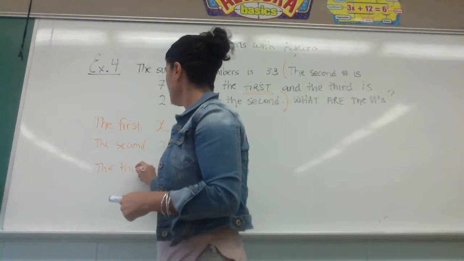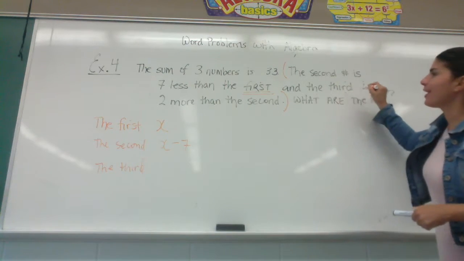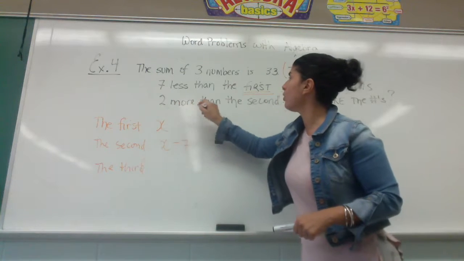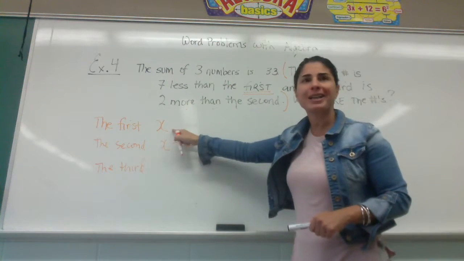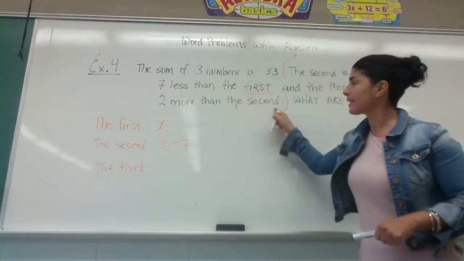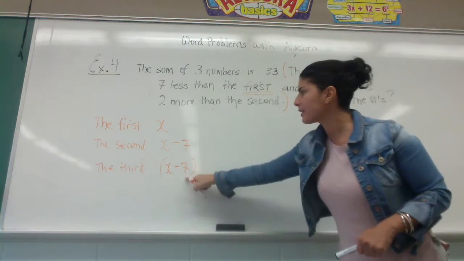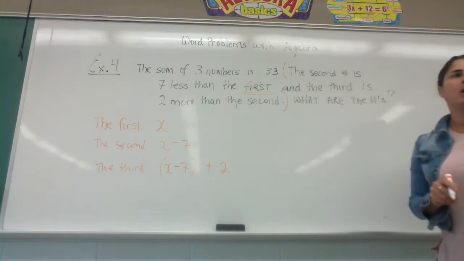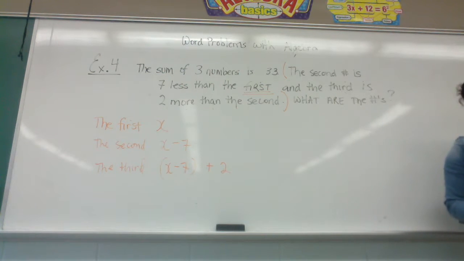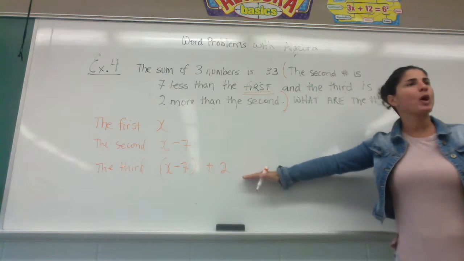this is cool, because what does the third say? The third says the third is 2 more than the second. Not 2 more than the first. It's not x plus 2, but 2 more than the second. And well, the second is x minus 7. Do you agree? That's the second. And it's 2 more than that. Boom! All of a sudden, it got much harder, much faster. But look how nice and neat we are. That's 1 mark.